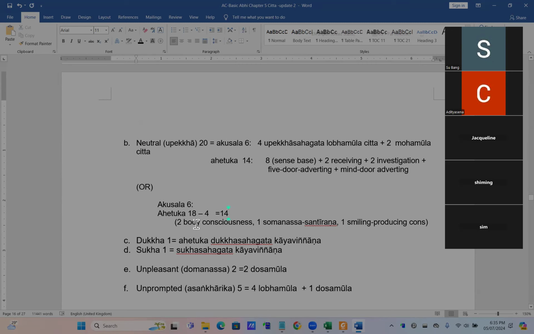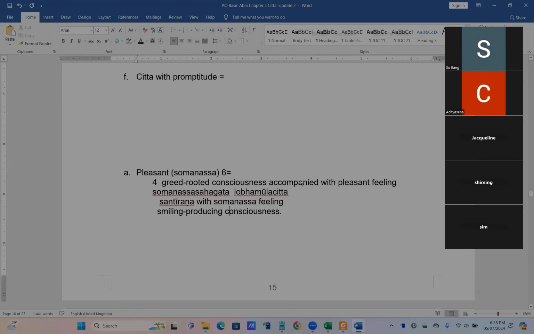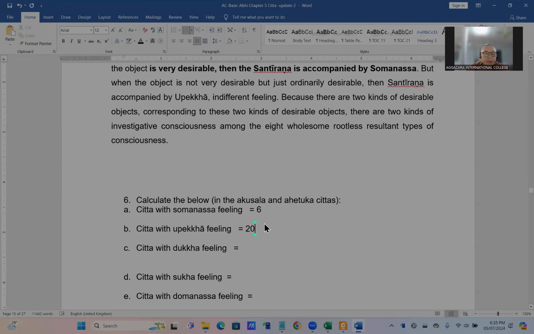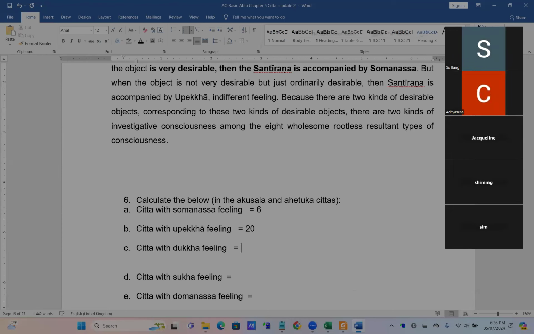Just remember this 20 here. So later I will ask you the updated one, so you all don't worry. Okay. Now dukkha feeling is very easy. I'll just ask one of the students here. Ngô Chok Yuan, a brother. How many with the dukkha feeling, painful feeling?